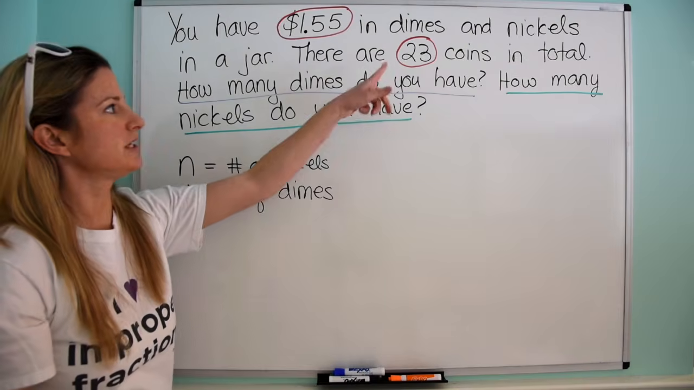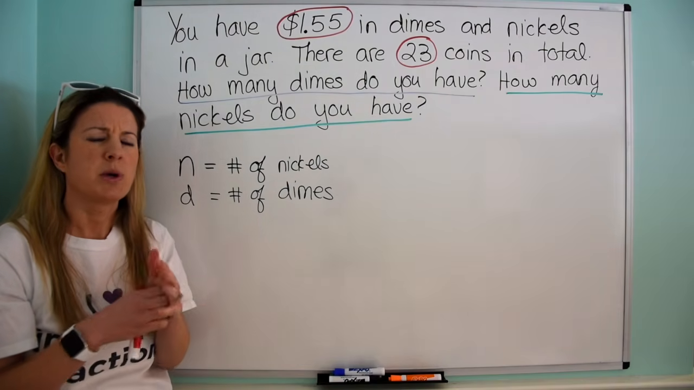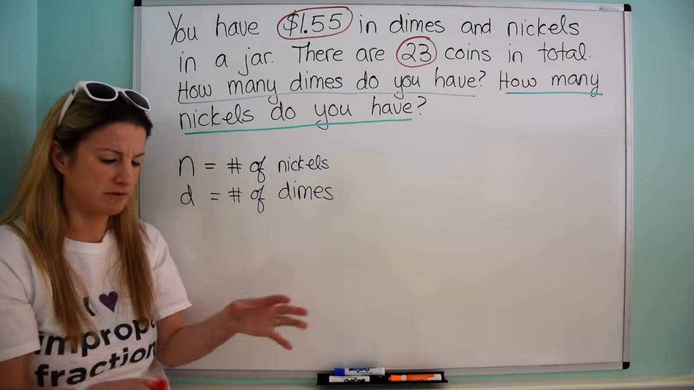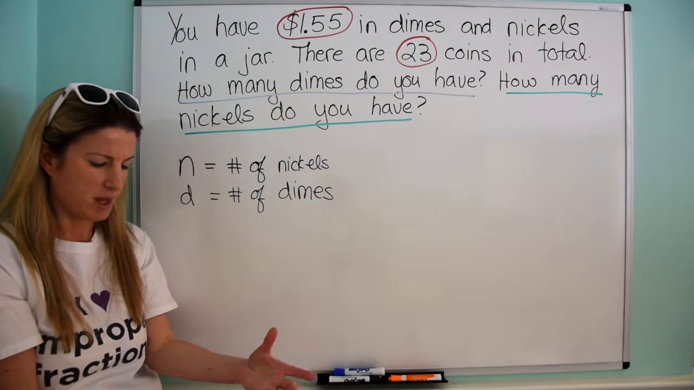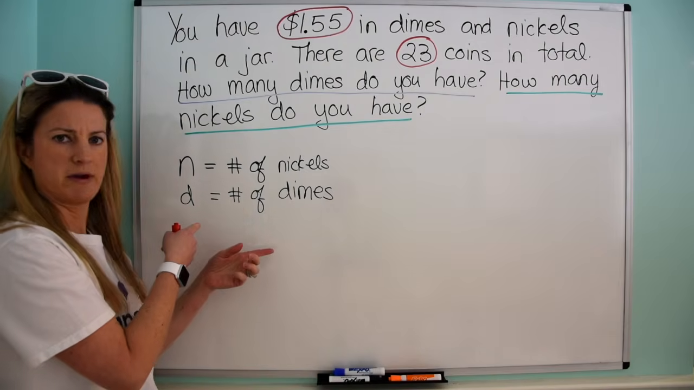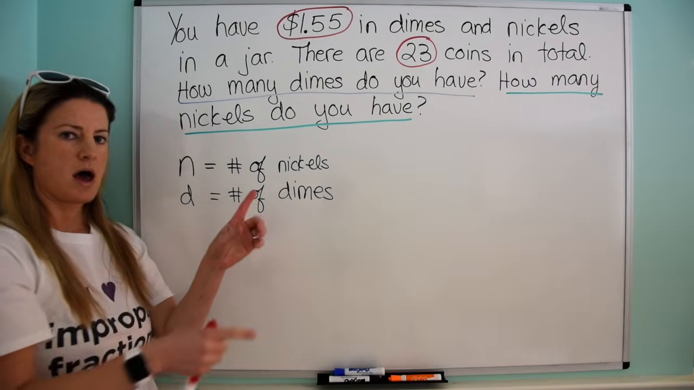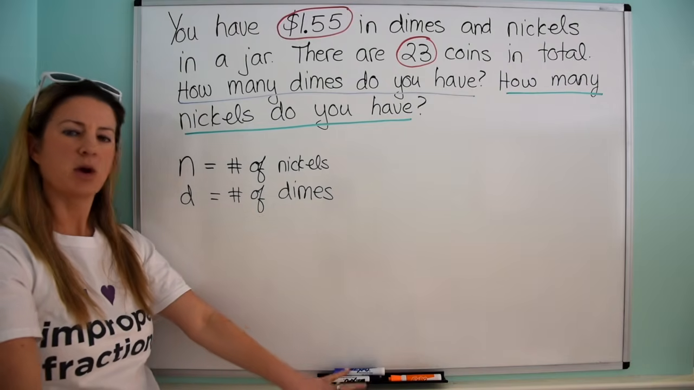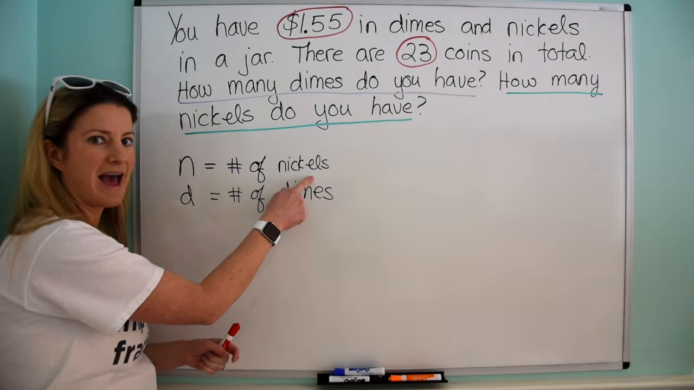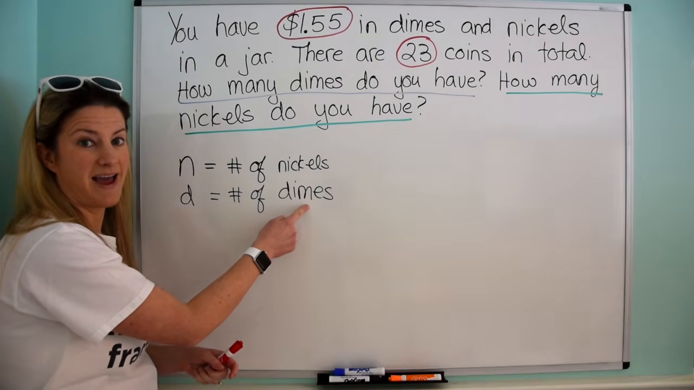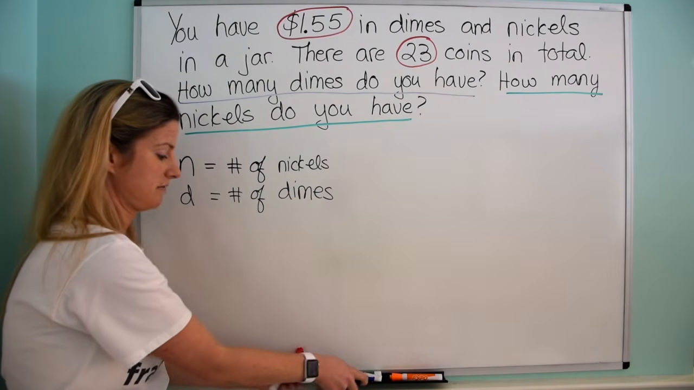So there are 23 coins in total. Okay, so let's just stop for a second and think about this. I have 23 coins in total. Okay, so if I'm putting out all the coins on the floor, I'm saying there's 23 of them. Now, let me look at my variables. Number of nickels and number of dimes. So if I'm putting all my coins on the floor, I know I have 23. That means the number of nickels I have plus the number of dimes that I have is going to equal 23. So there's your first equation right there, okay?